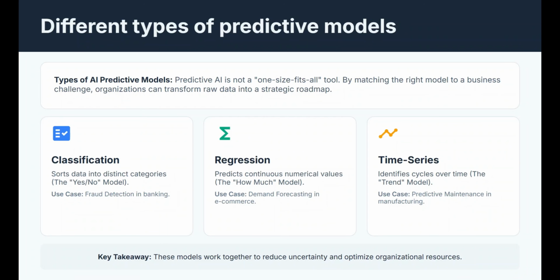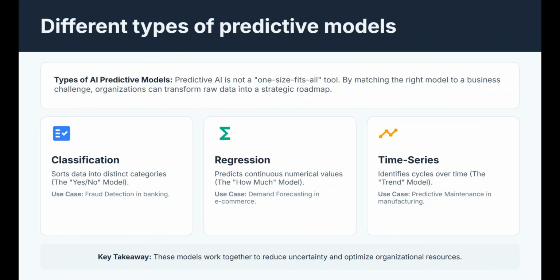The first classification is the classification models, which is also known as a yes no model. These models sort data into distinct categories. A classic example is fraud detection that is used in banking, where the AI analyzes a transaction in milliseconds to classify it as either legitimate or fraudulent based on past patterns.